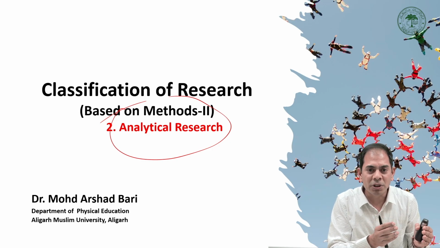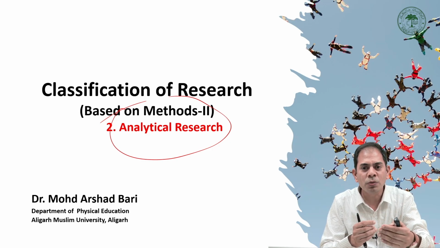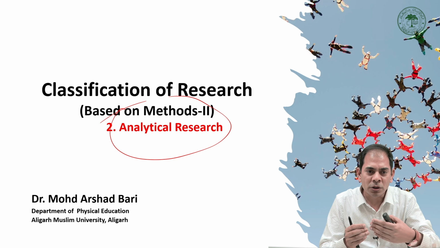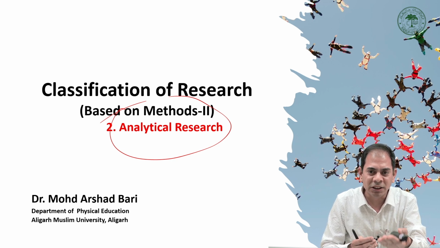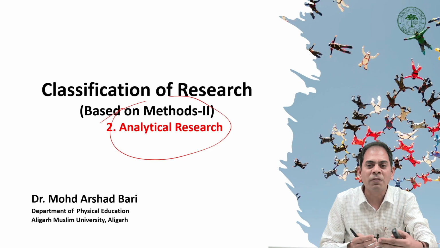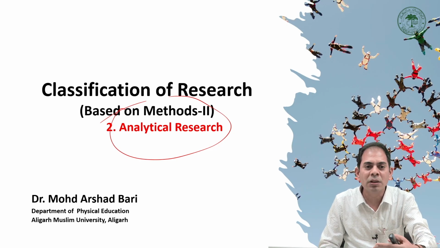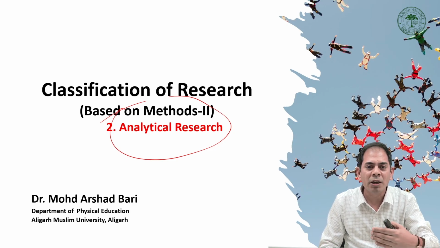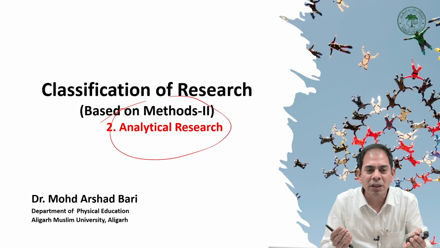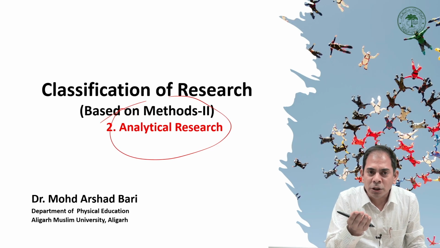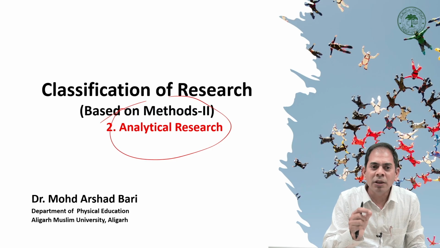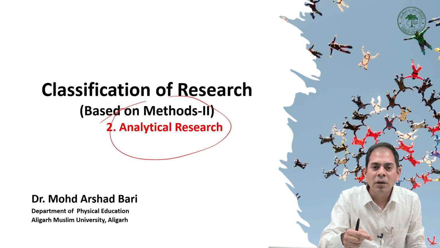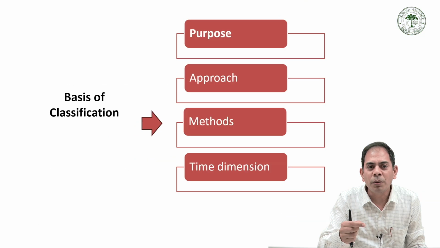Unlike descriptive research, which focuses on what is happening, because descriptive research focuses on the current situation in existence, analytical research tries to answer why it is happening and how it is happening. The important thing is that descriptive research focuses on the current situation, and analytical research finds out why it is happening and how it is happening. This is an important concept.